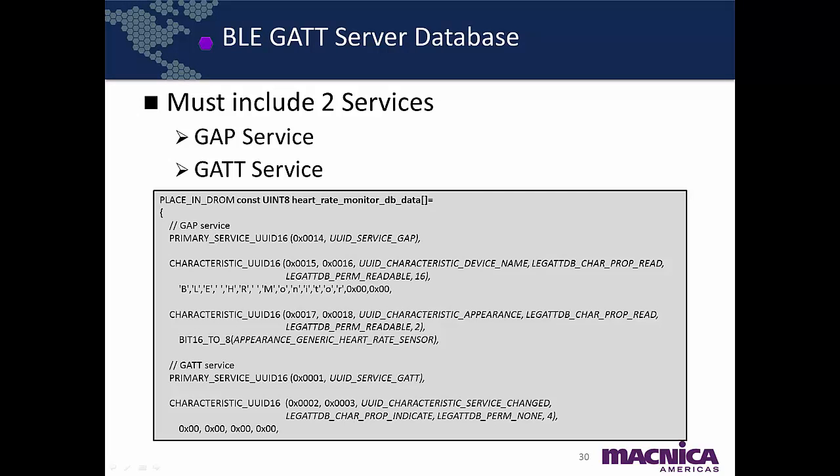So what? Profiles, services, how does that apply to you? Well, every BLE device is required by the upper layers of the protocol stack to maintain a GATT server database. This is a data structure that must have a GAP service as well as a GATT service declared. These are two fundamental services defined by the SIG. This here is a code snippet from a heart rate monitor profile showing the two required services with characteristics and the UUID fields populated.